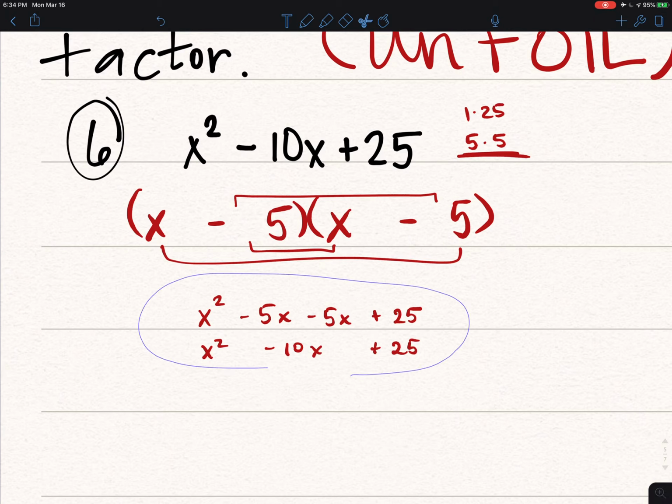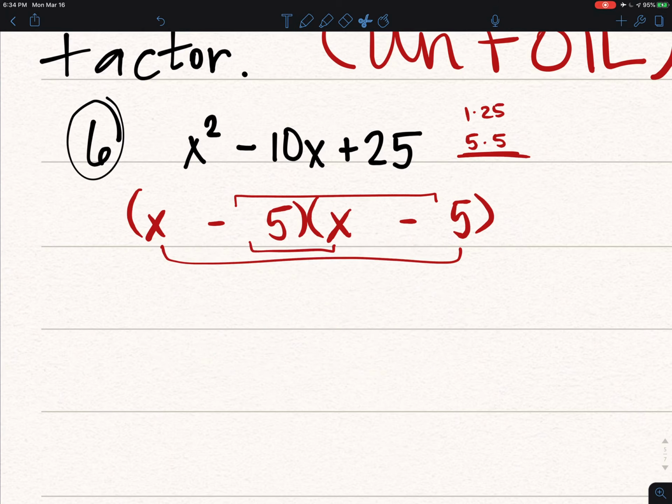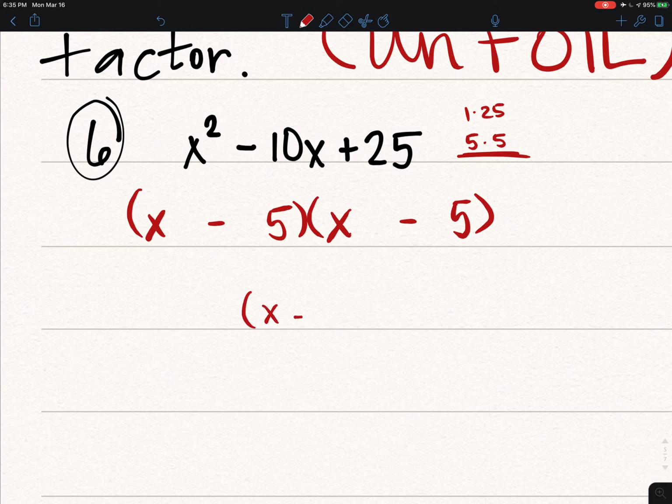Now this foiling, I'm going to erase this. This was just a way to check my work. That's not part of my answer. But this is now factored. Now, I want to say one more thing about this question. Notice that both of these factors are identical to each other. I could actually write this as x minus 5, the whole entire quantity squared, because that square means that the x minus 5 was duplicated. I had two of them.